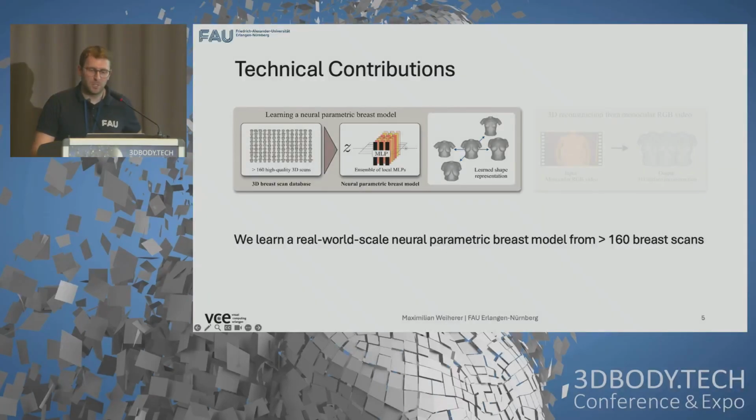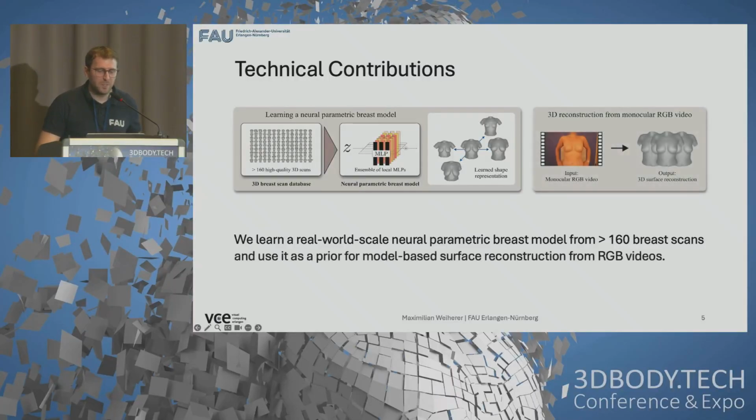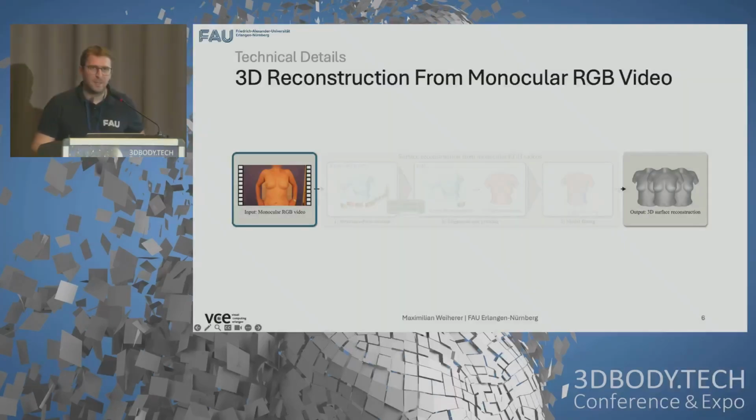We introduce a real-world scale neural parametric breast model that has been trained on over 160 high-quality 3D breast scans, which we then use as a prior for metrical and model-based 3D surface reconstruction from RGB videos. So the input is a 180-degree video that is captured by moving in a circular motion around the patient. The output is a metrically correct 3D reconstruction in the form of a triangular surface mesh.